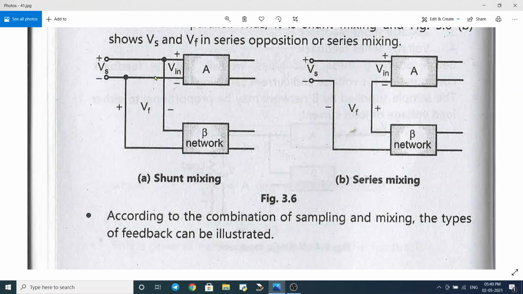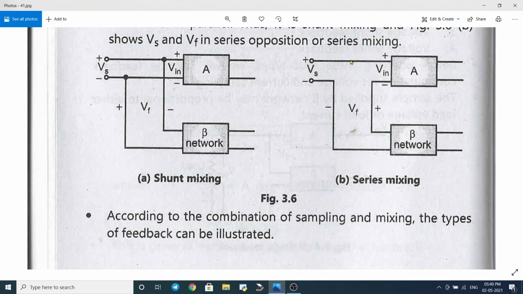And depending upon how we have injected the input voltage, there is shunt mixing and series mixing. See, shunt means parallel. Here this is connected to plus and this is connected to minus. Generally, the lower line is connected to ground and the upper line is connected to phase. So this is a parallel connection. So this is called shunt mixing.